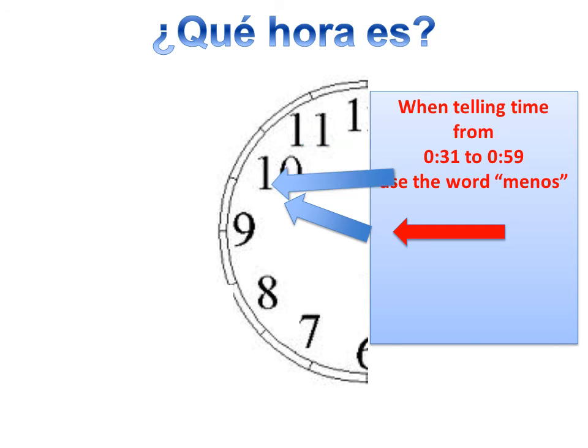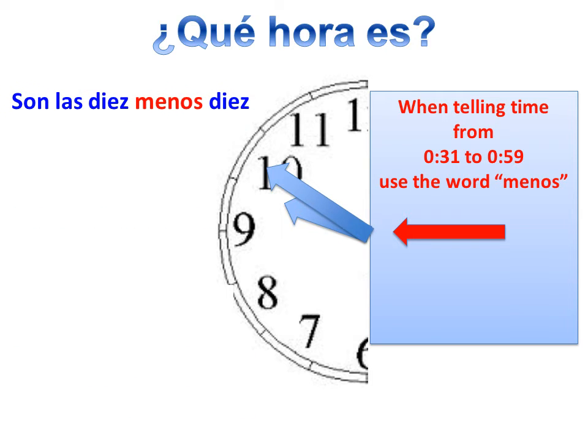Let's take a look at this time. This is son las 10 menos 10. This time we're talking about the time at 9:50. So we have to round up to 10 by 10 minutes. So we're going to say it's 10 o'clock minus 10. So son las 10 menos 10.